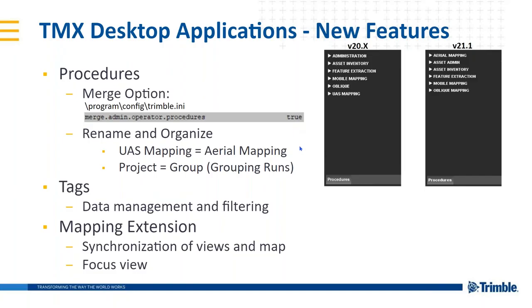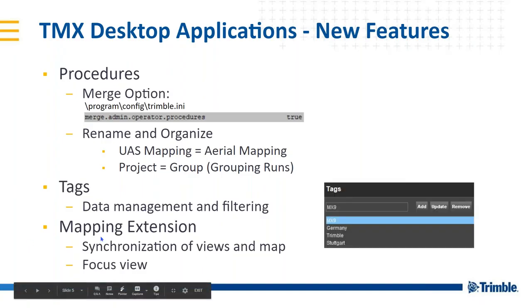Another change to the Procedures tab is that the US mapping is now renamed to area mapping, and the project concept has also changed now to group concept. So the concept itself is the same, it's just the name that is different. Now instead of calling a group of runs a project, we call it a group.